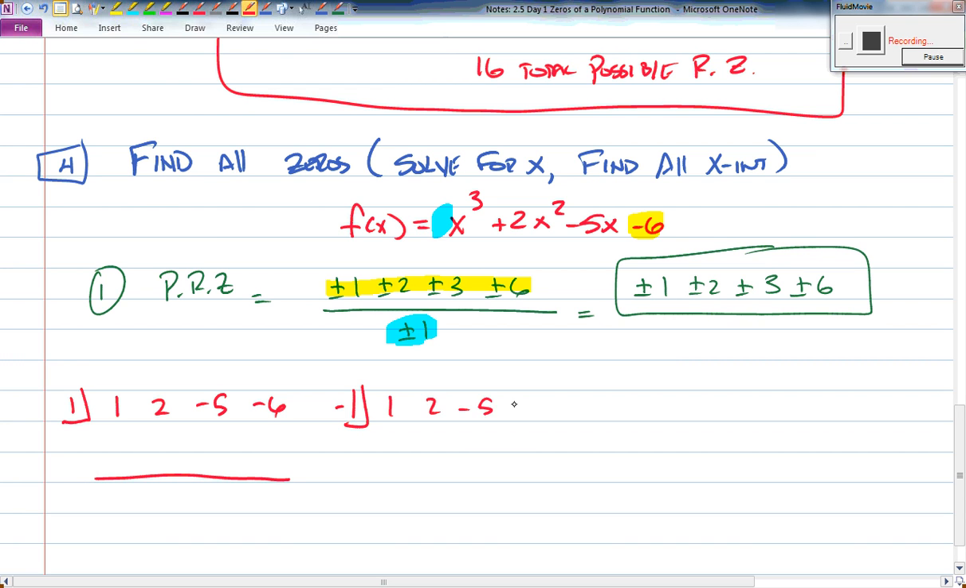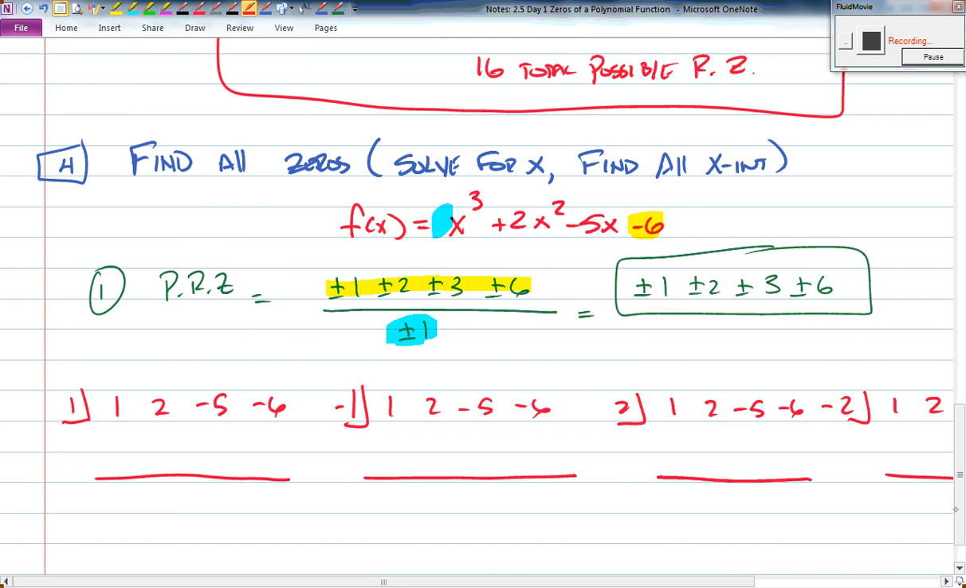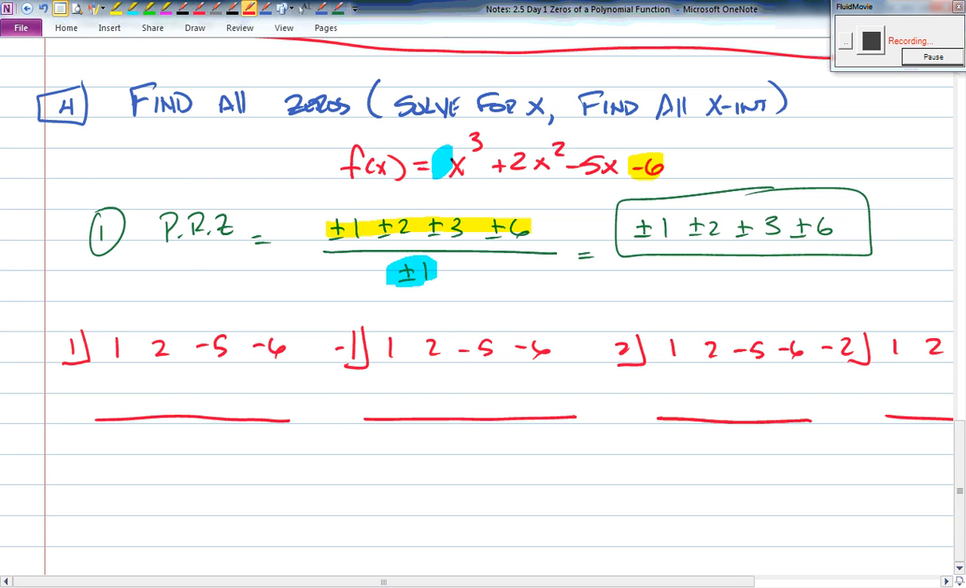1, 2, -5, -6. Middle group, I would like you to check +2 and -2 using synthetic division. So you're going to have a 1, a 2, a -5, and a -6. Danny, I want you to check 3 and -3. Actually, that whole group, you girls and Danny, check 3 and -3, and then the group in the front, I want you to check 6.